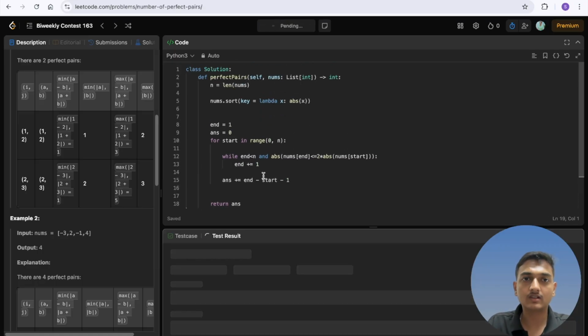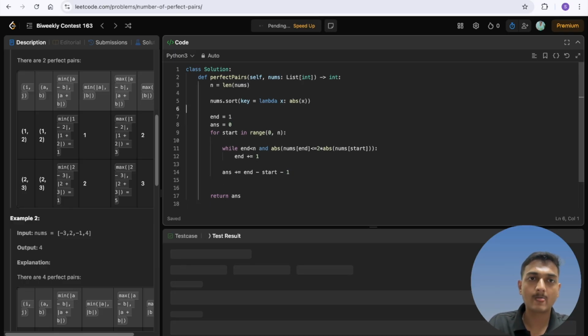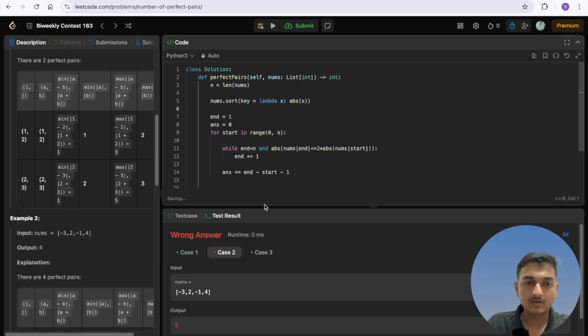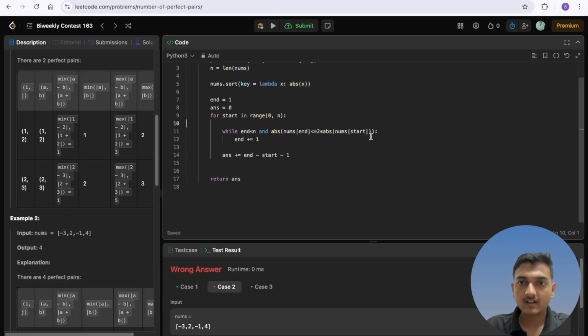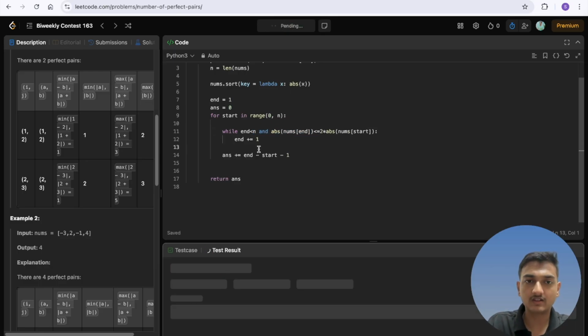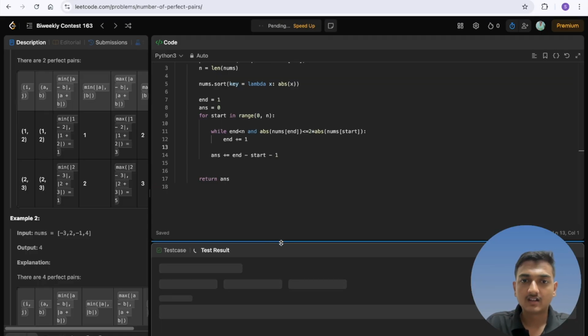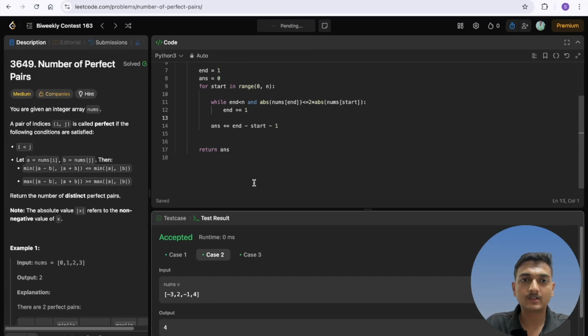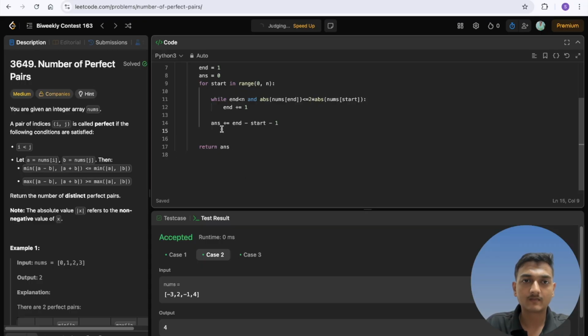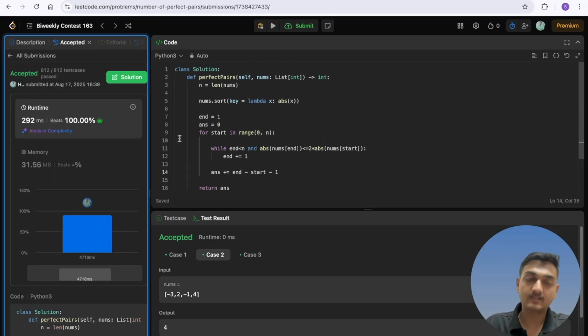Let's run this and see whether it's working fine or not. Okay, we are getting a wrong answer. What is the issue here? Okay, I made a silly mistake here. This absolute value should be here. I think there was a bracket mismatch. If I run this again, it should work fine. Okay, it is working fine. Let's submit this and see. So yes, it is working fine.